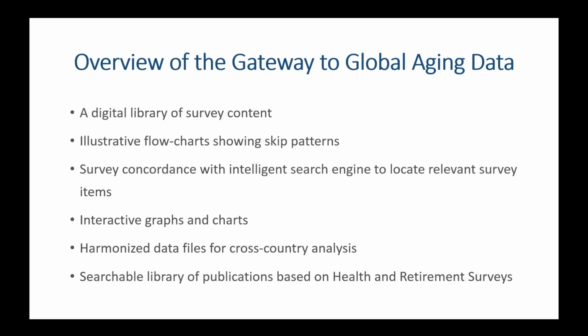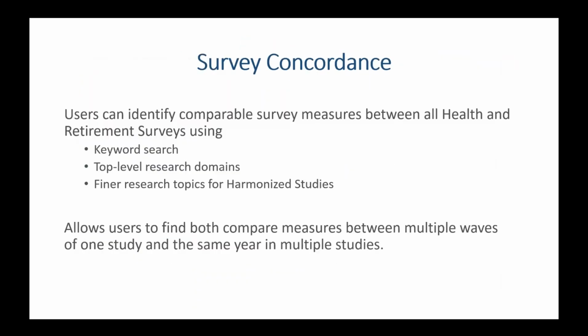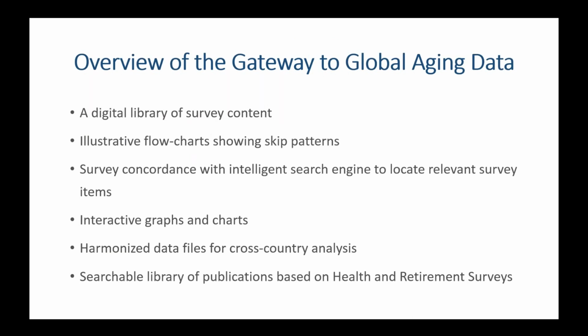The primary functions of the gateway that we're going to be talking about today are: we include a digital library of survey content. We include illustrative flowcharts, which show skip patterns inside of a survey. We have a survey concordance that allows you to intelligently search to locate relevant survey items. We have interactive graphs and charts. We have a harmonized data file for cross-country analysis. We have these for most of the studies currently. And we also recently built a searchable library of publications based on Health and Retirement surveys.